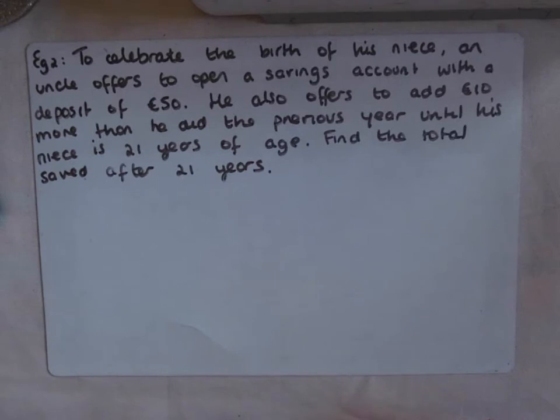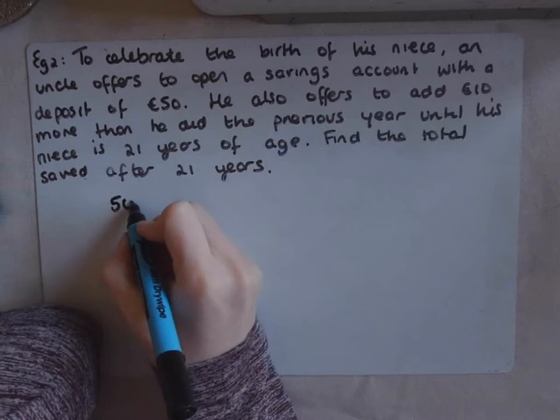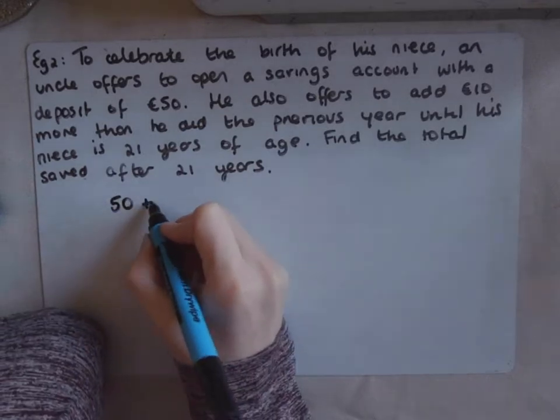Okay, so to celebrate the birth of his niece, find the total saved after 21 years. So if you want, you can start with your series of numbers. Okay, so we know he's putting in 50. The next year he's increasing it by 10, so it will be 60. And so on. Okay?